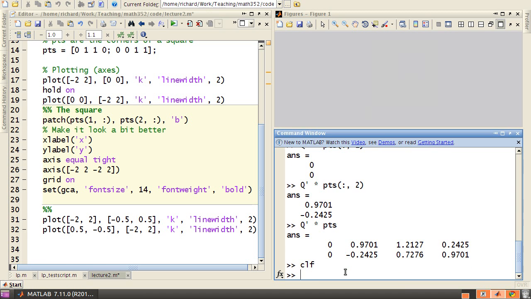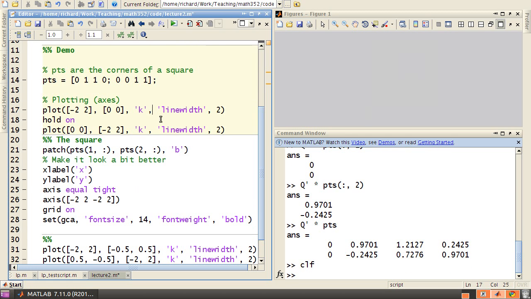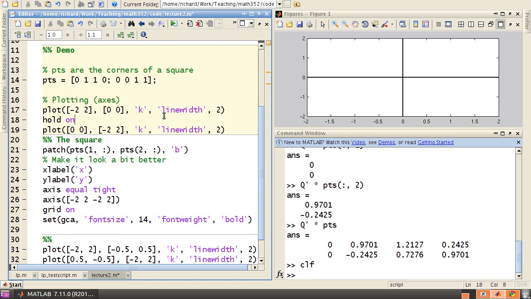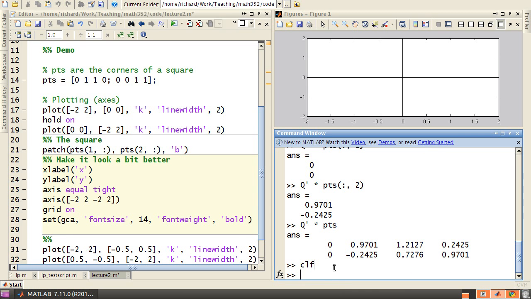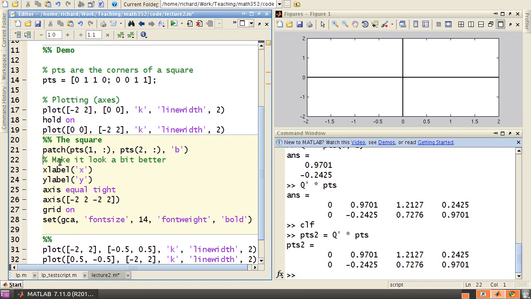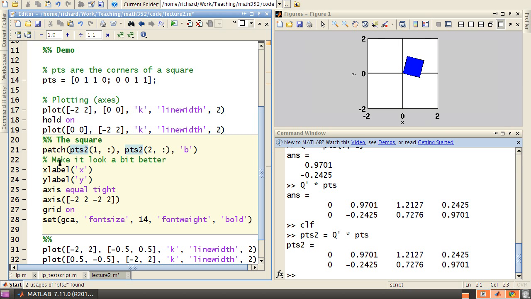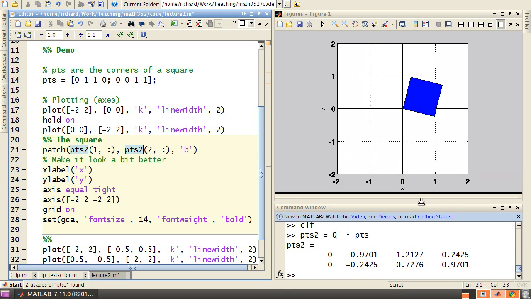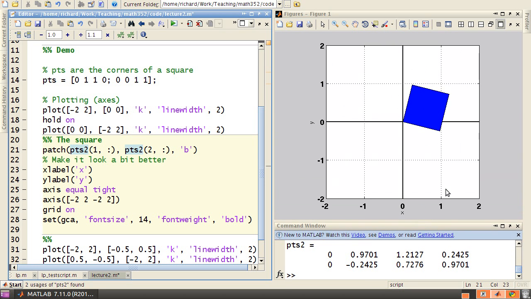Clear our figure, bye-bye. Plot our new axes. There they go. And we'll do our make-it-look-better bit. I better call out something. Points 2 equals Q transpose times points. And I'm going to change this command to being points 2. And there you go. So relative to our new basis, that's what the square looks like. It's just what we thought it would.